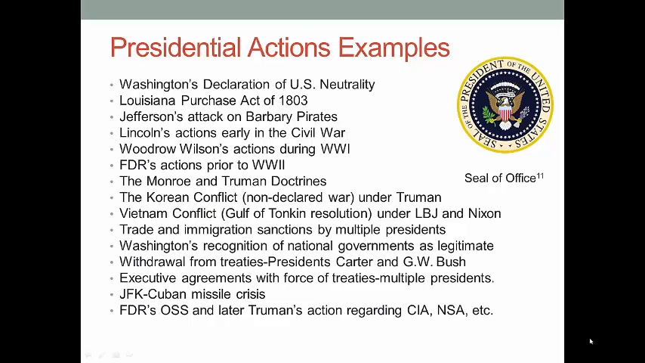There are numerous examples of presidential actions in foreign policy taken with and without congressional approval. Presidents have declared the nation neutral in foreign wars, claimed the power to recognize a country's government as legitimate, bought foreign territory, surreptitiously engaged in warfare, withdrawn unilaterally from treaties, sent troops to war under a UN treaty, and banned imports and immigration from other countries. Generally speaking, presidents exercise their broadest powers in foreign and military policy.